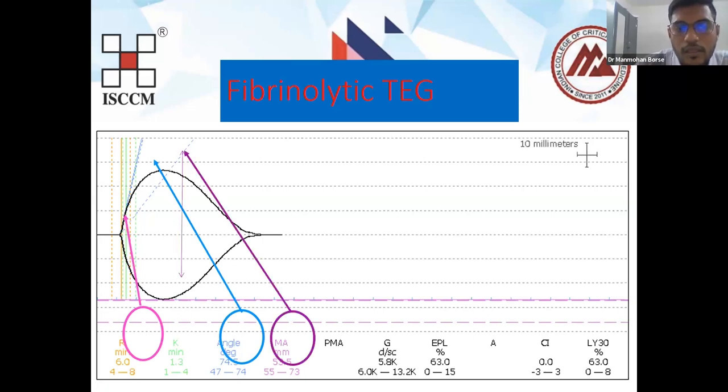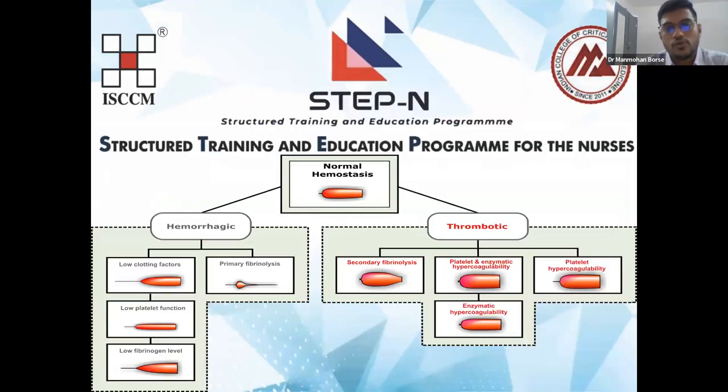Okay. So R, K was normal, alpha was normal, MA was normal, but the lysis was quite rapid. It was 63%. So these are the different shapes of TEG you see. The normal TEG will show the first one, normal hemostasis, and there are different shapes for thrombotic and hemorrhagic. We spoke about four. One is normal, one is hemorrhagic, the third one was prothrombotic, and the fourth one was hyperfibrinolysis. Okay, so you can remember this.